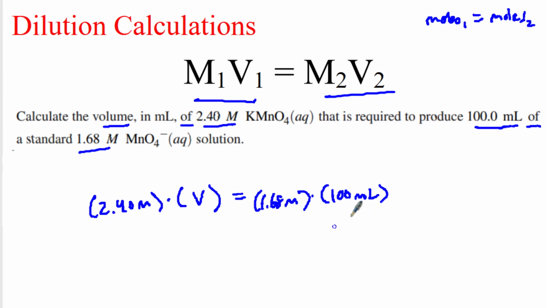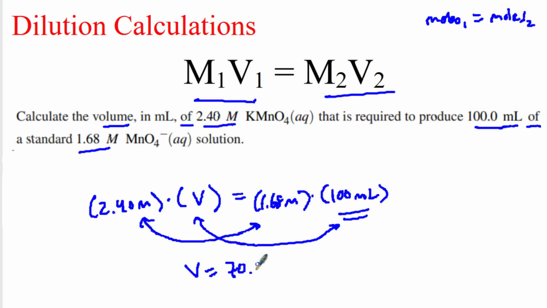Now you might say, shouldn't I change this milliliters into liters? You can if you want. But do you see how molar and molar are together, which means milliliters and milliliters are together in terms of units. So this is a pretty easy math problem. It's an inversely proportional math problem. And when I take 1.68 times 100 divided by 2.40, that means my volume will be 70 milliliters of the more concentrated solution of the KMnO4.